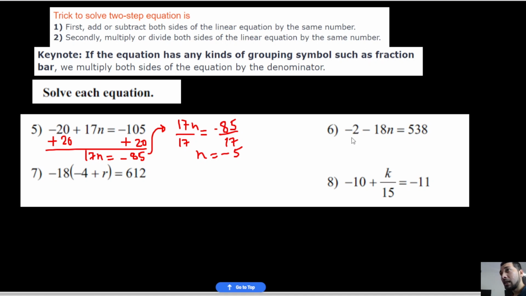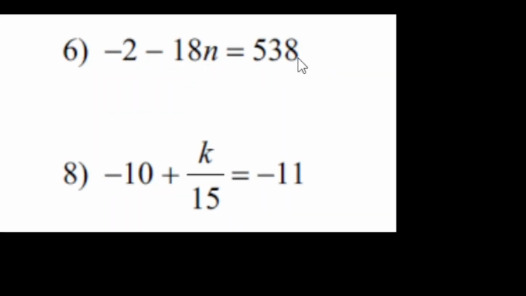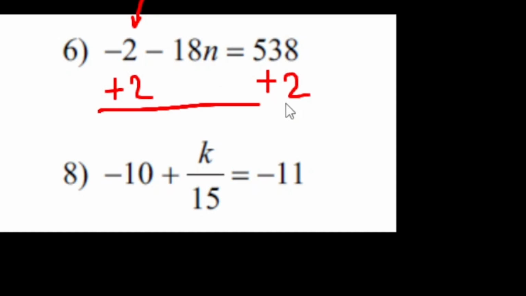Number 6, we have negative 2 minus 18n equals 538. So again, we apply the same strategy. We just add 2 on both sides. If we add 2, we have a minus sign, so that's going to be negative 18n equals 540.